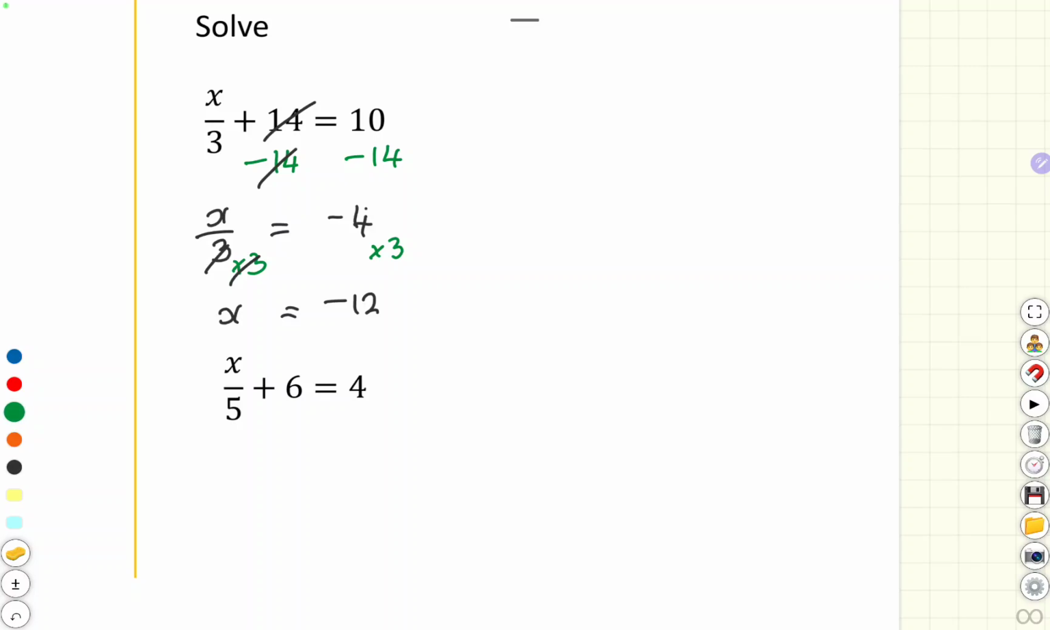Let's test my answer. Minus 12 over 3 plus 14 equals 10. No, not equals 10. We don't know it equals 10 yet. We need to prove that. So minus 4 plus 14. Now we know it equals 10. And that must be correct.